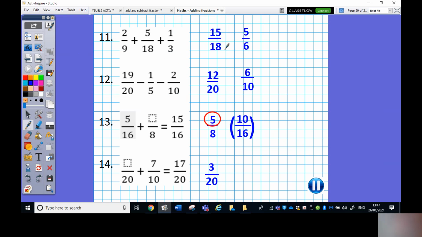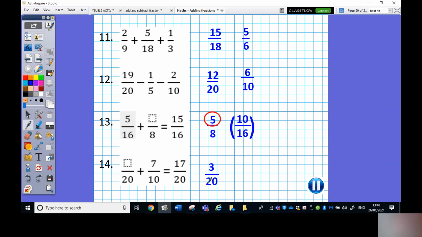Number 11 is 5/18, although you may have simplified it to 5/6. Number 12 is 12/20, although again, you may have simplified it to 6/10. Now the answer here is 5/8. The reason it's 5/8 is because these two denominators are 16ths. If I had to find the equivalent 16th, the answer would be 10. Because my denominator is 8, it's actually half of that. So that's the reason why it is 5.